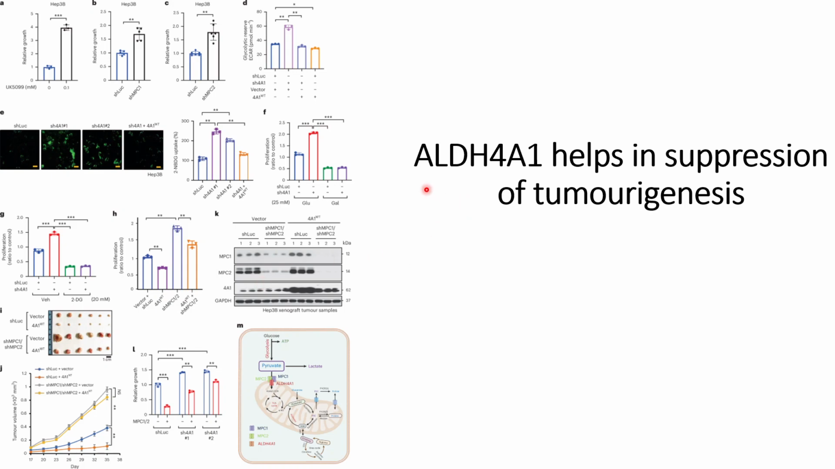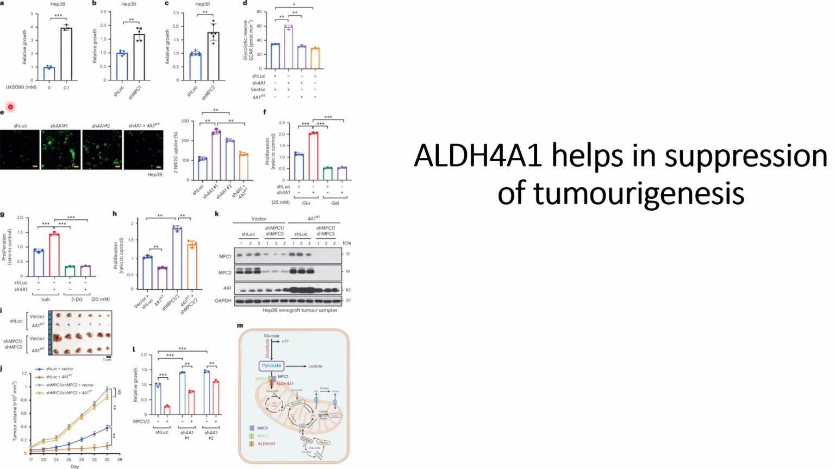In this video we will discuss the role of ALDH4A1 in the suppression of tumorigenesis. So far we have understood that ALDH4A1 forms a trimeric complex with MPC1 and MPC2, thereby helping in the metabolism in the TCA cycle in the mitochondria. Here we will discuss whether, if this trimeric complex gets disturbed, it will affect tumorigenesis or cancer proliferation or not.